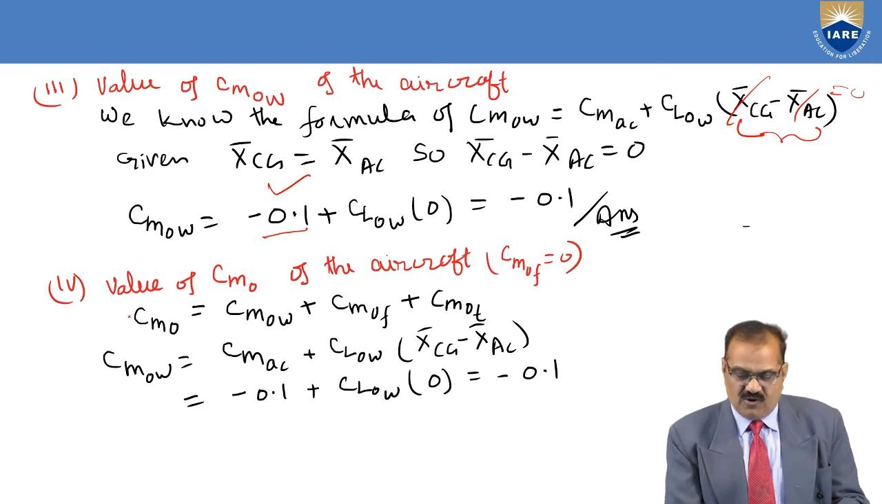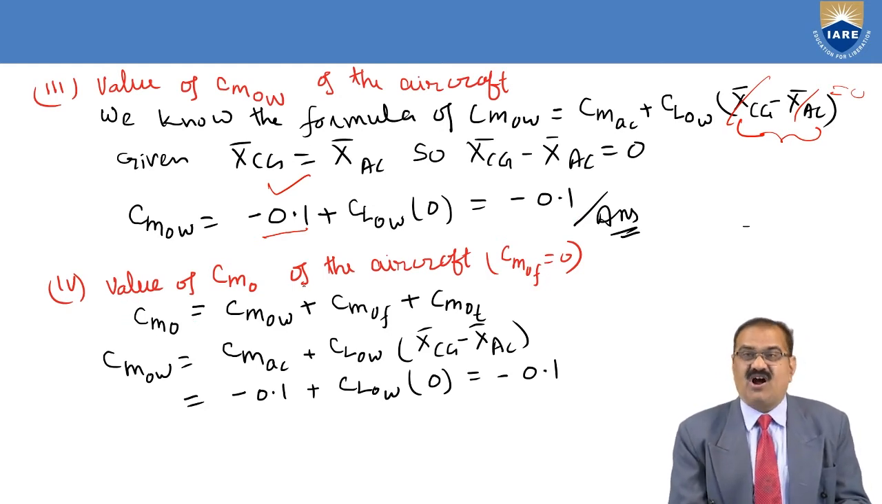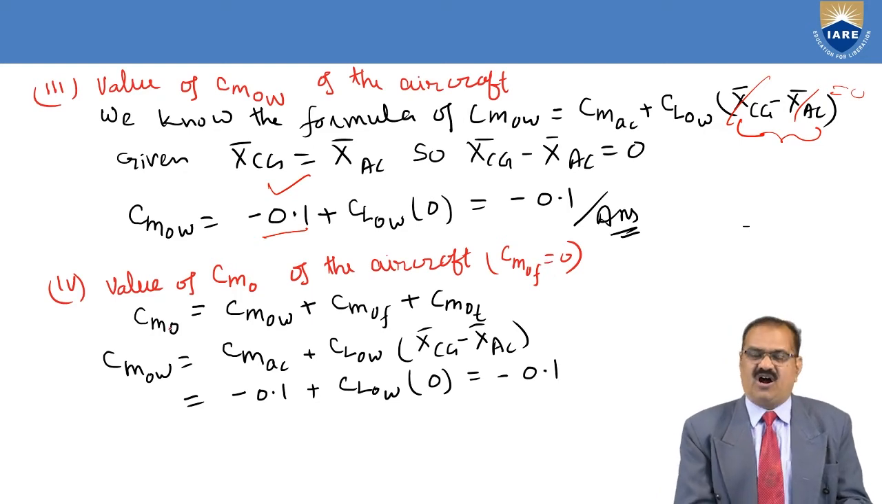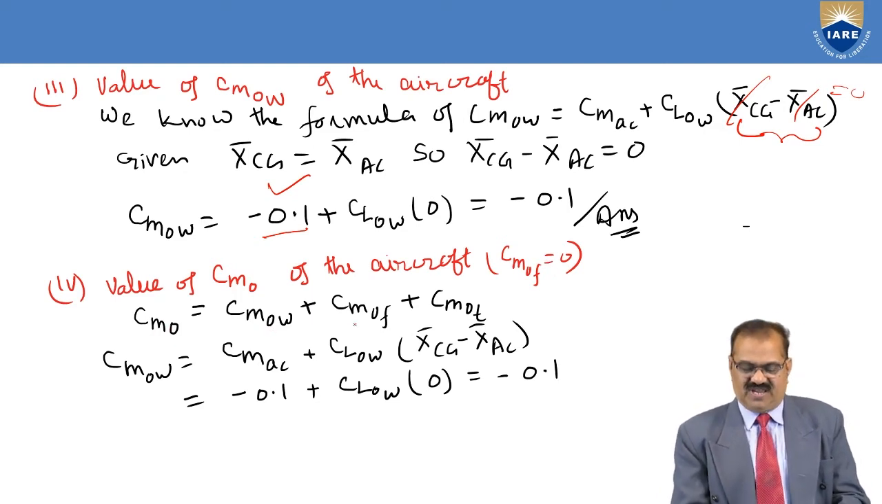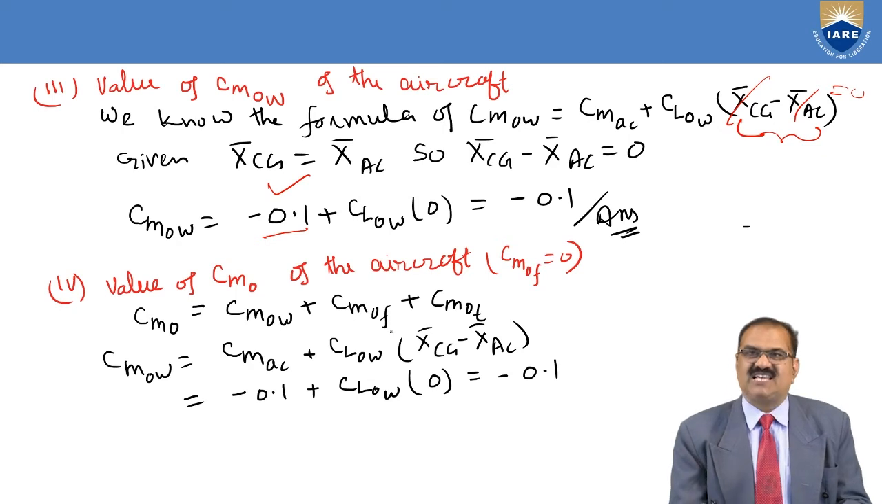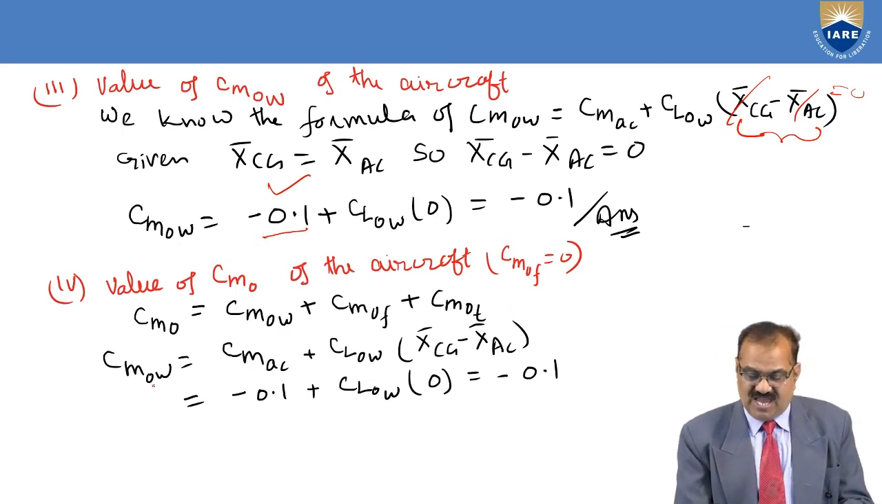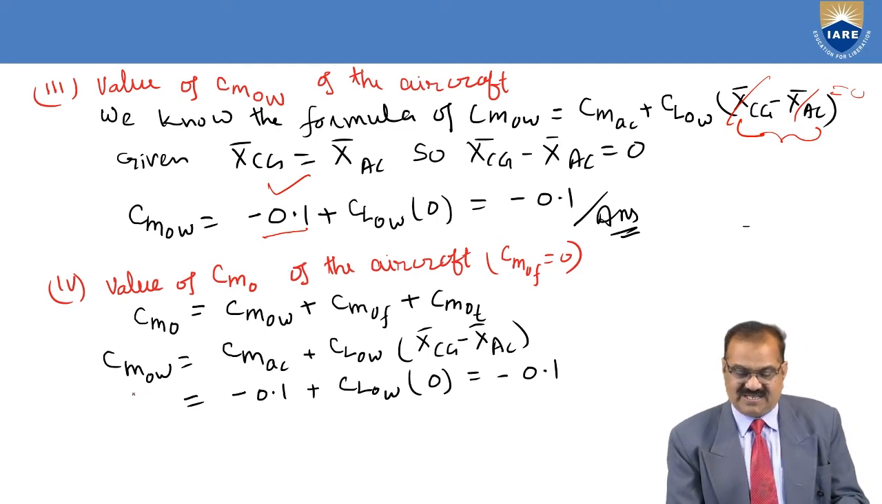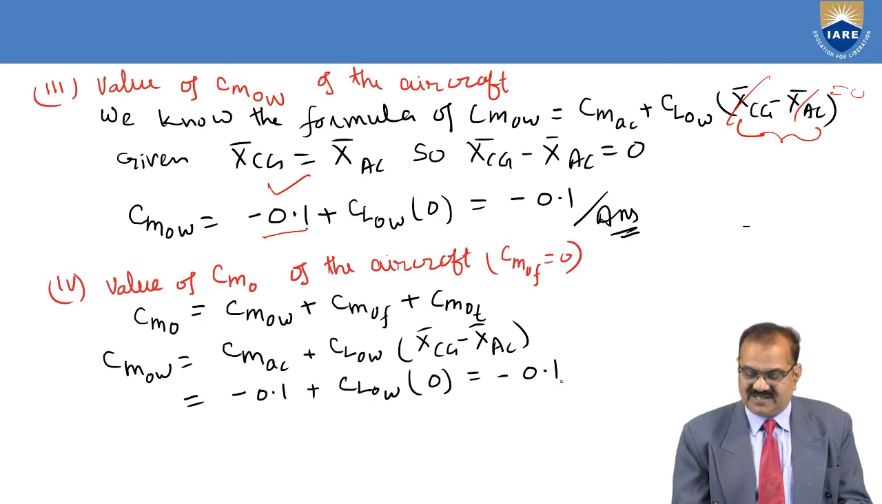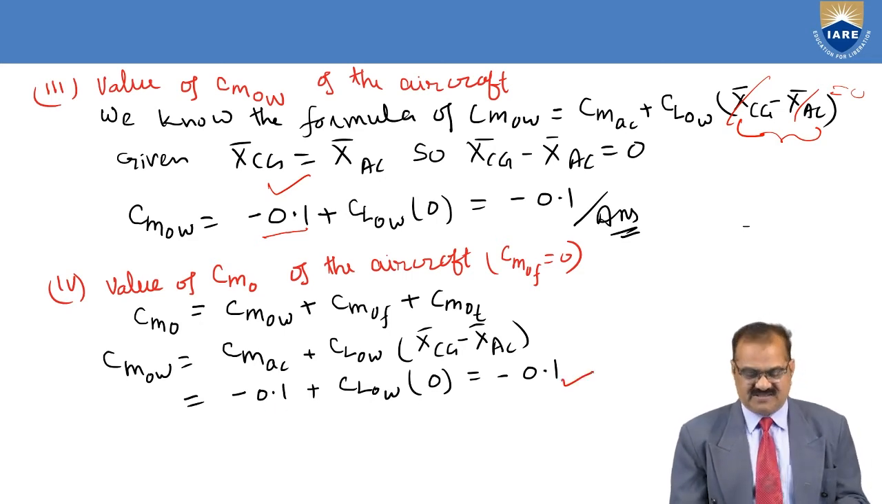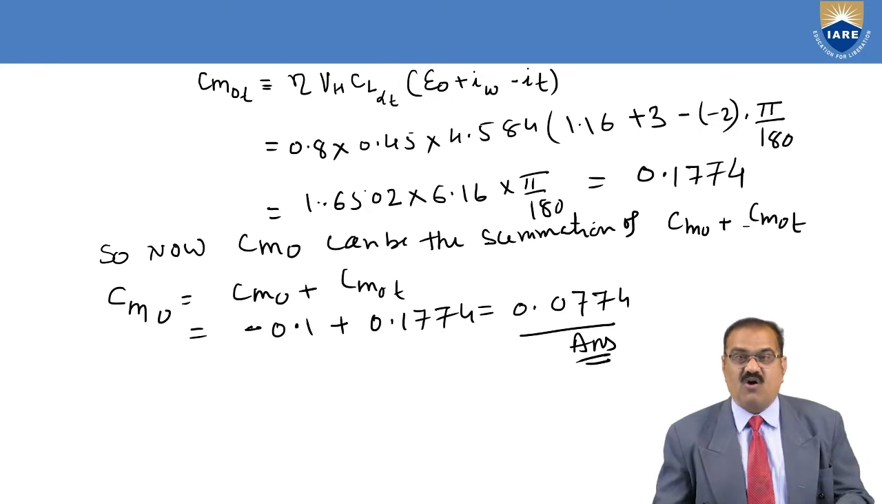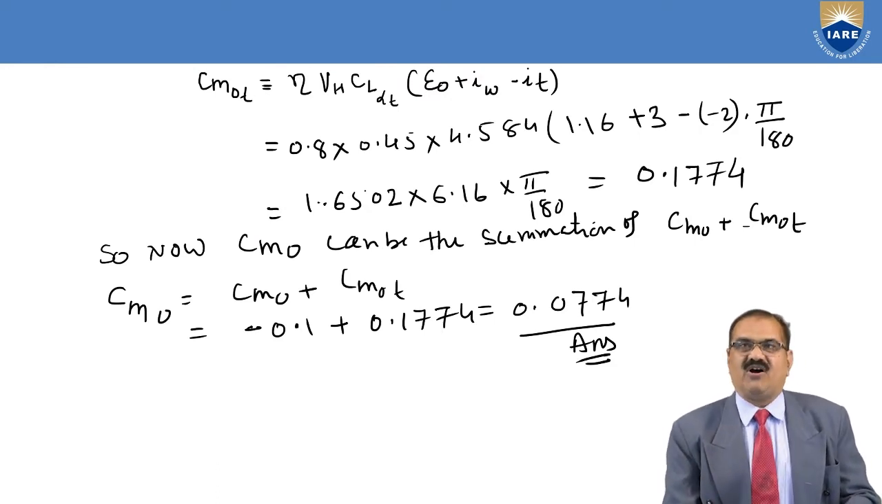Now we have to find out the Cm naught of the total aircraft. So here Cm naught of the fuselage is 0. So Cm naught is equal to Cm naught of the wing plus Cm naught of the fuselage plus Cm naught of the tail. Cm naught of the wing we have already calculated, it is 0.1. Now we have to find out Cm naught of the tail.